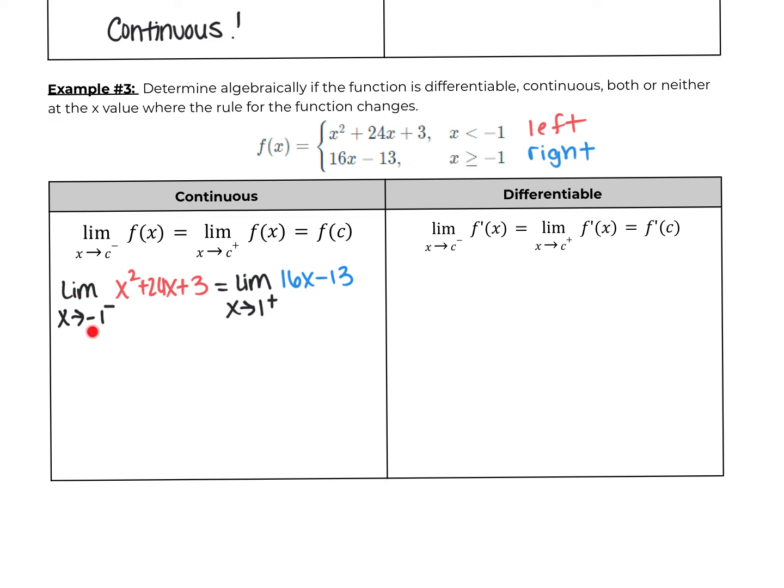So if I want to find the limit as x approaches -1, I'm just going to plug in -1 here. I'm going to plug in -1 here. I noticed this should be a -1. So let's go ahead and do that. So -1 squared plus 24 times -1 plus 3. And the right side of the graph, we're going to plug in -1 as well. So take a minute, pause the video, and let's see what we get. Okay, so the left side of the graph, I got -20, but the right side of the graph, I got -29. So what this means is that the function is not continuous.